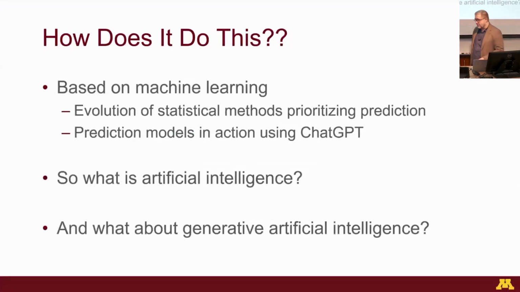All right. So how is this possible? How does Gen AI work? All of this is based on a technology that you probably have heard of, may or may not know a lot about, called machine learning. Machine learning is really an evolution of basic statistical methods, except in machine learning, we're generally prioritizing prediction over interpretation.